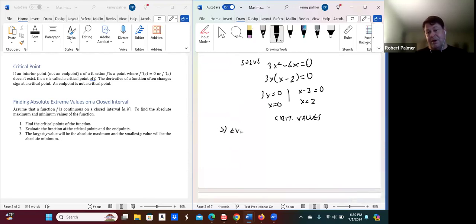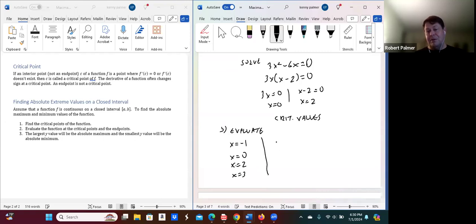That's part B, so let's evaluate everything. We're going to evaluate basically the 4 points, the endpoints and also the critical values. So we want to do it at x equals -1. The endpoints of the interval went from -1 to 3. So x equals -1, x equals 0, x equals 2, x equals 3.